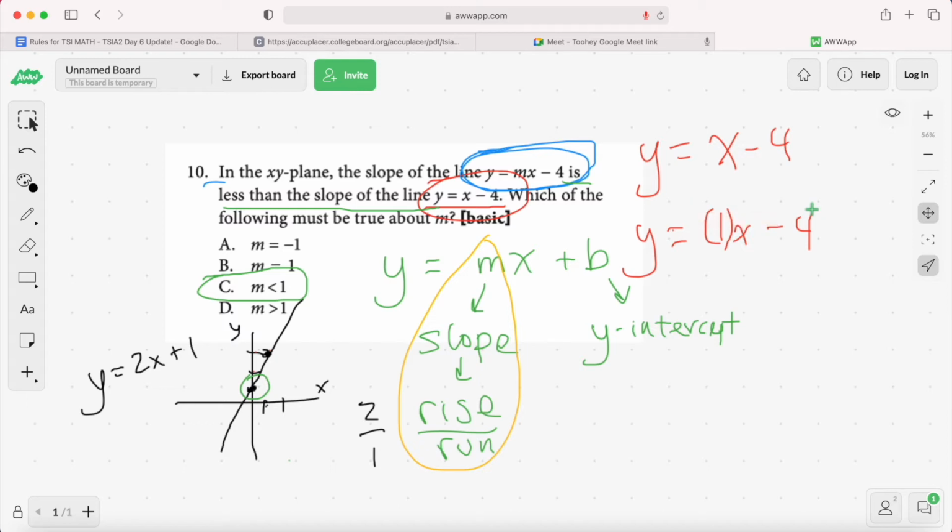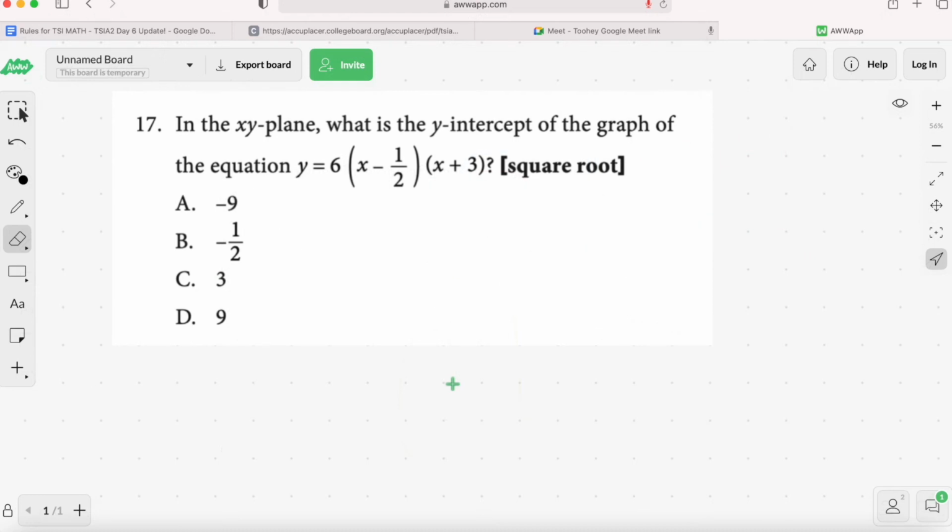You got to know y equals mx plus b form. You got to know what it means. Go read question number 17 for us, please, as soon as you see it on the screen. In the xy plane, what is the y-intercept of the graph of the equation y equals 6, parentheses, x minus 1/2 times x plus 3? What is the y-intercept of the graph of the equation?